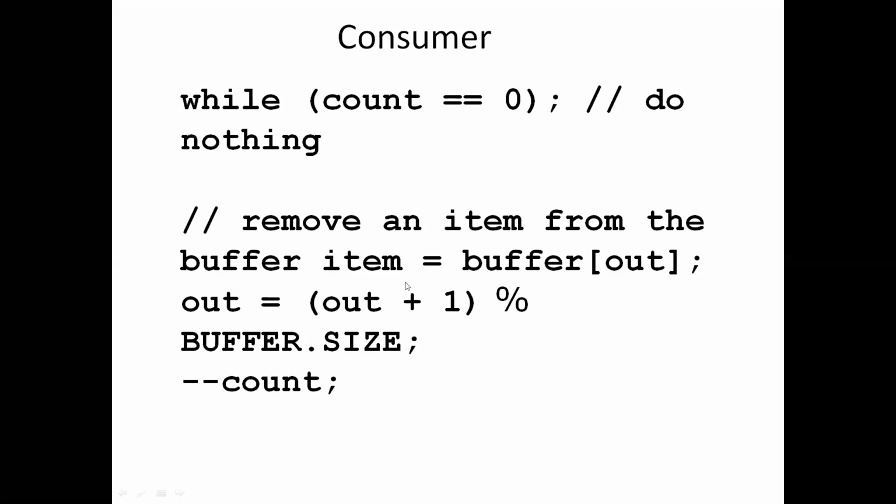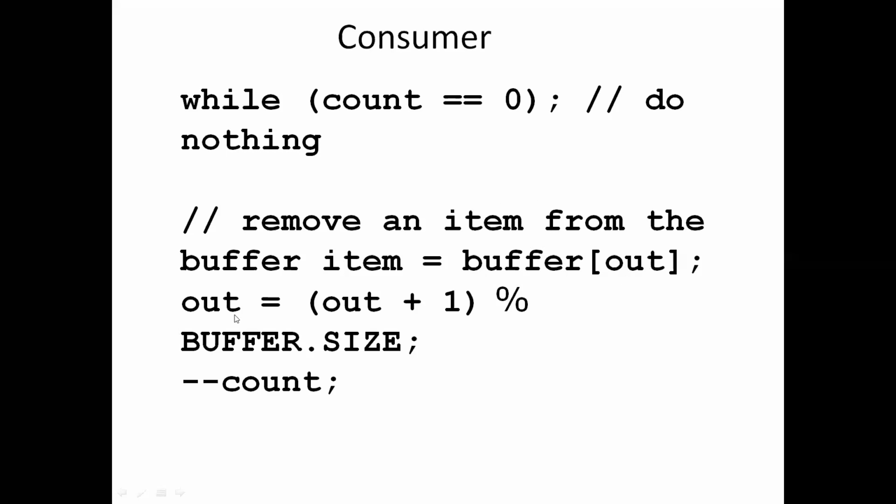Now, item = buffer[out]. Initially, out is equal to 0. So at the 0th location, the buffer item will be consumed by the consumer. That is, item = buffer[out]. Out is 0. Whatever item is placed in the 0th position of the buffer, that we have placed, 10, will be consumed by the consumer. So the item will be updated with buffer[out], that is 10.